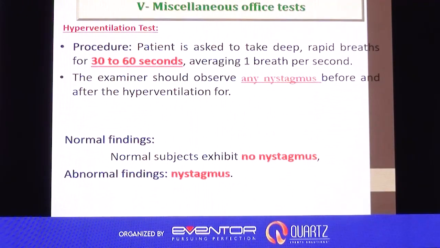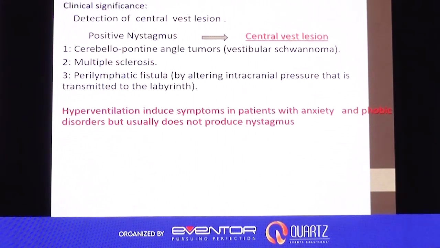We start with the hyperventilation test. The patient is asked to take deep, rapid breaths for 30 to 60 seconds, average 1 breath per second, and the examiner should observe any nystagmus before and after hyperventilation. Normal subjects have no nystagmus, but abnormally there will be nystagmus. Detection of central vestibular lesion is the clinical significance of the hyperventilation test.